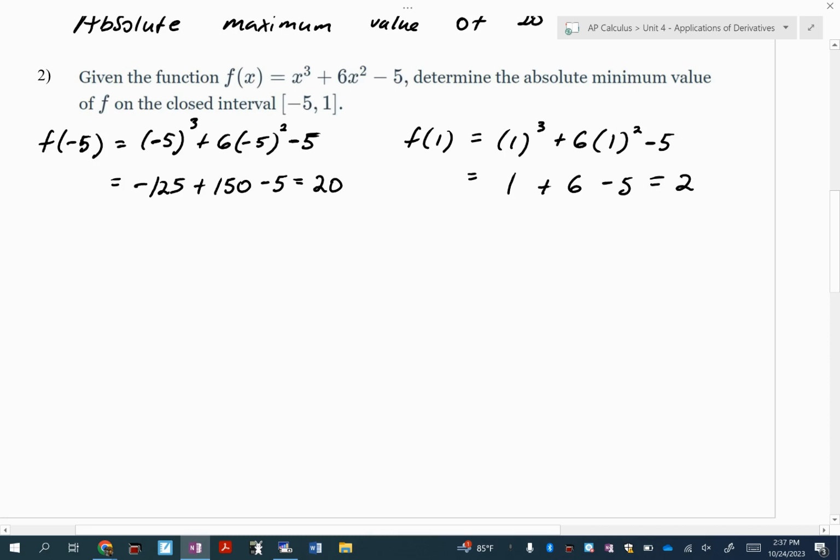Every year a lot of students are like, whoa, I did all my critical points, all of it, but sometimes your absolute extrema, like a minimum or maximum, might actually just be one of your endpoints. So you always got to check the endpoints as well.